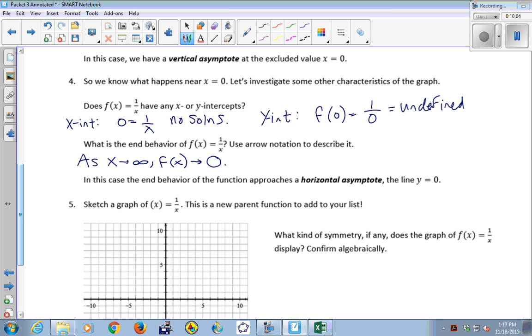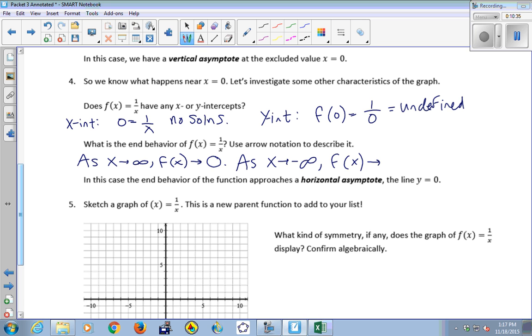And then let's see what happens as x approaches negative infinity. F of x approaches. So I'm going to put in negative 10, negative 100, negative 1,000. What am I approaching for the other one? You're still getting closer to 0. Yeah. It's just through the negative numbers, right?